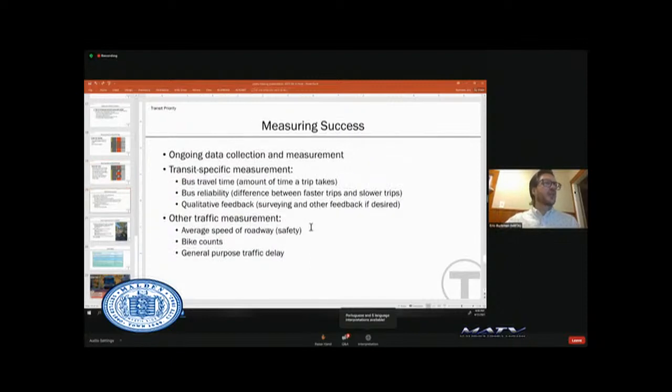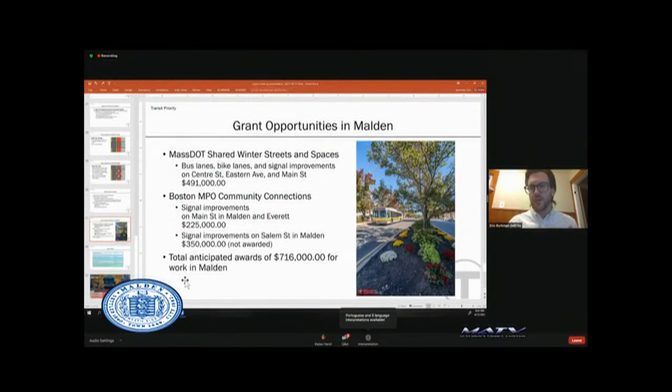And then, as I mentioned before, we collect a lot of data on an ongoing basis on delay, on ridership, et cetera. So this project would be no different. And we're always available as a resource for municipalities to help say, this really is working like we thought, or it's not working. We think we need to make these other changes. So travel time, reliability, surveying, qualitative feedback, we're here to help, right? And then this is just an overview of the different grant opportunities which Councilor O'Malley went through before.